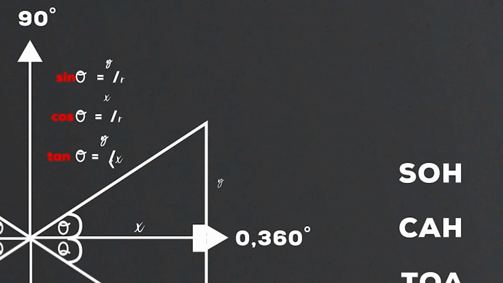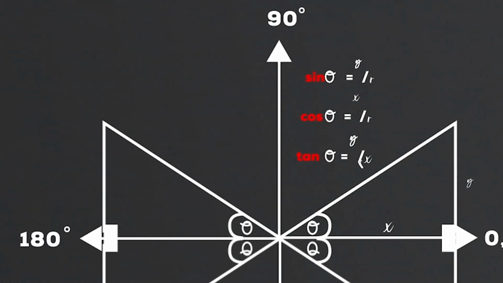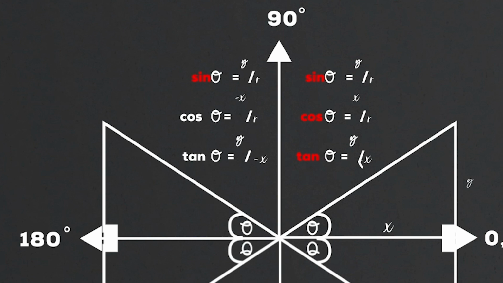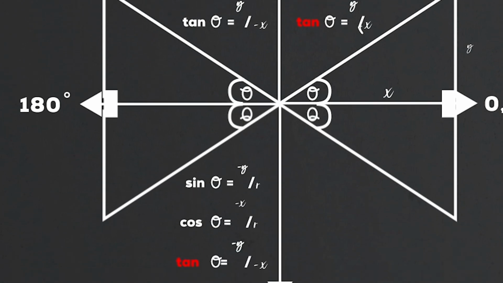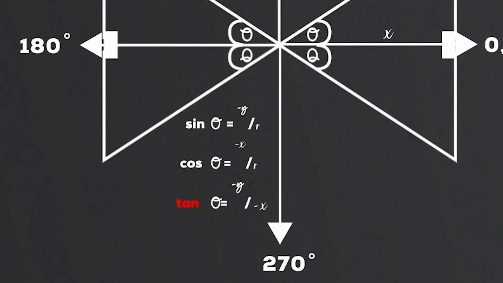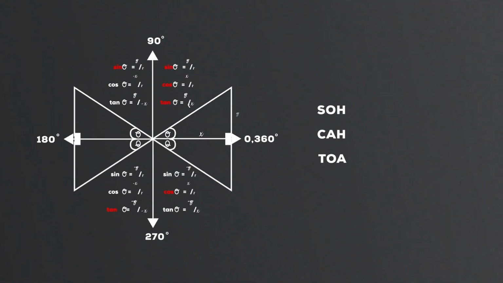According to this, our ratios are all positive in the first quadrant since x, y, and r are all positive. In the second quadrant, only sine is positive because both cos and tan are composed of x in their ratio, and x is negative in the second quadrant. In the third quadrant, which is 180 degrees plus theta, only tan is positive. So what do we do with this information?